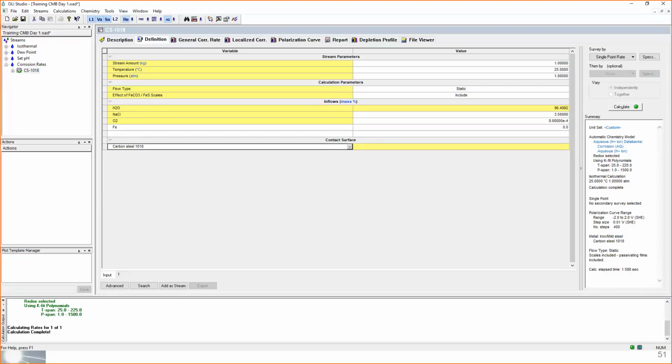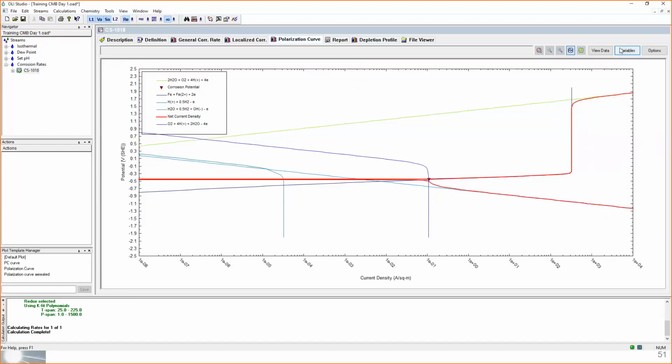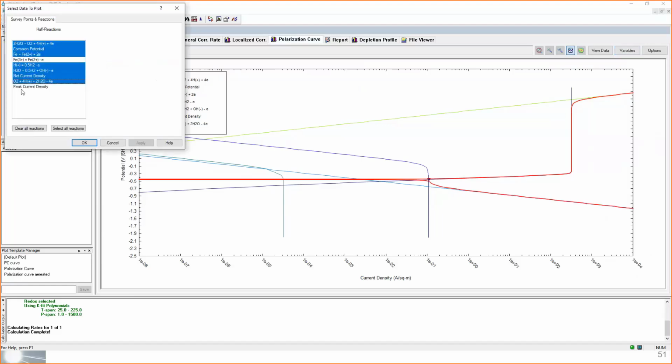Okay, so I have another question. In the repassivation curve, where can we see the repassivation potential? Okay, I think that in the polarization curve, there is another curve that is called the peak current density option. Let me see. I can barely see it.